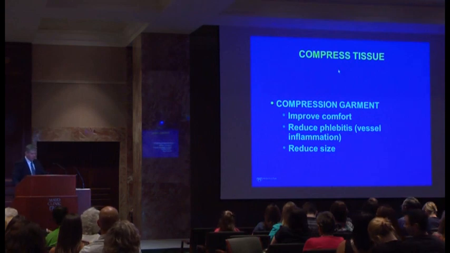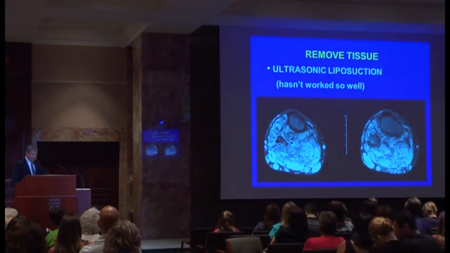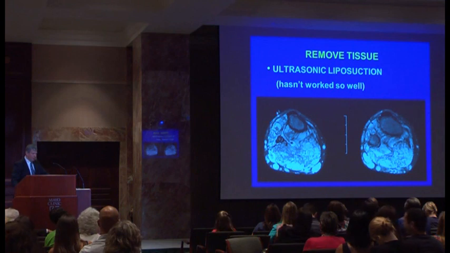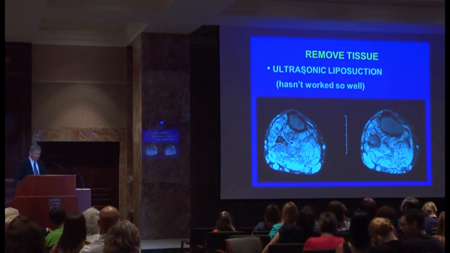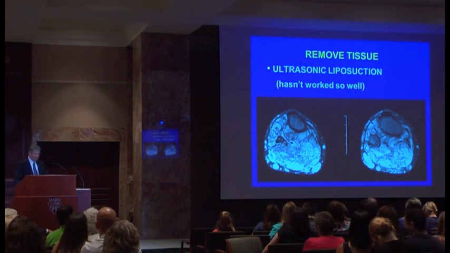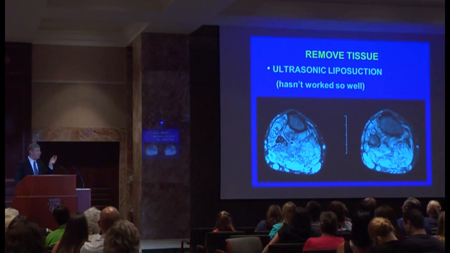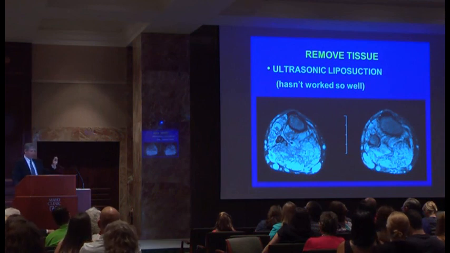And since I'm a surgeon, the removal part is what I'll talk about. There are some attempts to take out tissue, and we tend to refer to them as debulking procedures. Ultrasonic liposuction has been tried, but it doesn't work very well because this fat isn't the nice, soft, squishy fat that the liposuction plastic surgeons like to deal with.